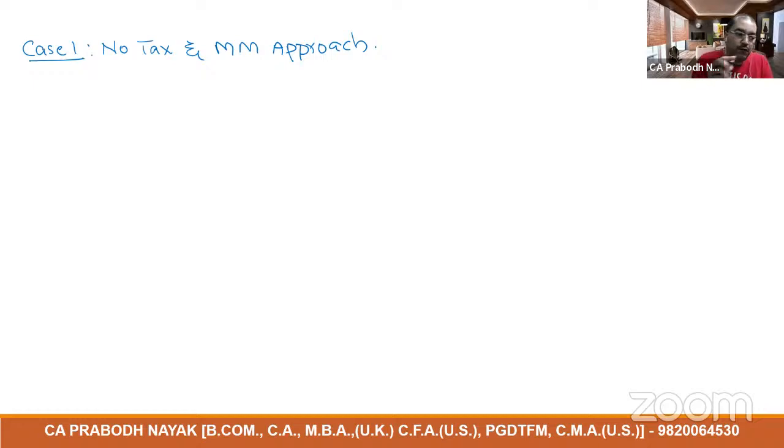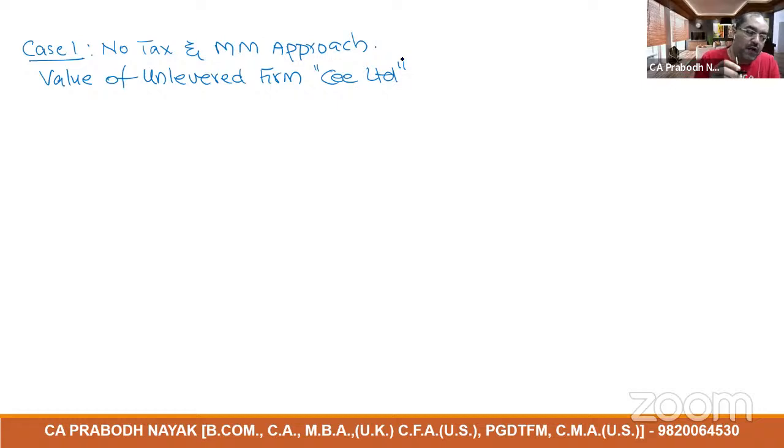Ready? So if there is no tax, I'll first calculate the value of the unlevered firm. Which is the unlevered firm here? E Limited or C Limited? C Limited. Okay, E Limited has got it. So C Limited will be the unlevered.